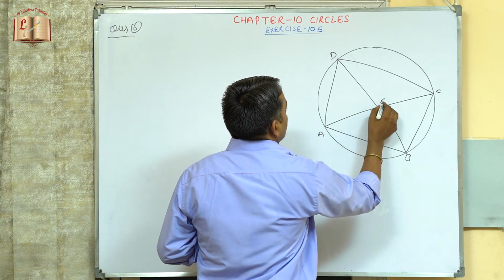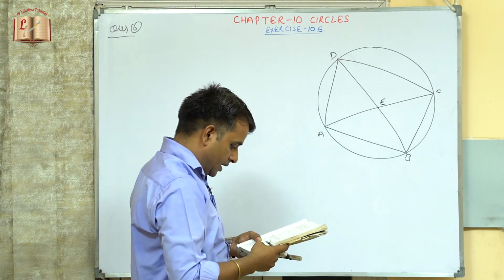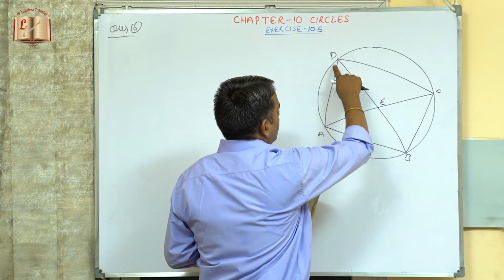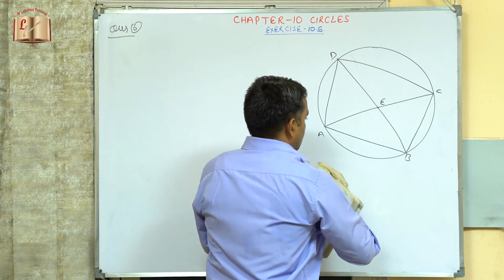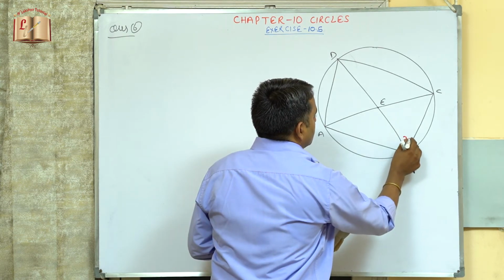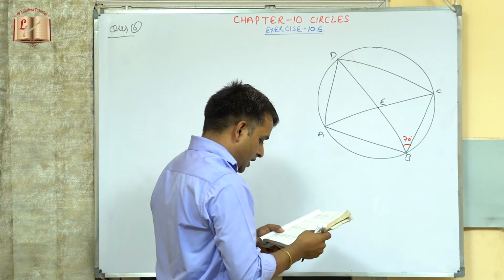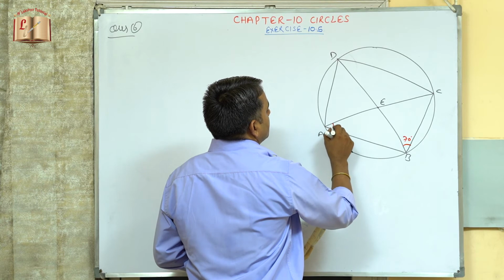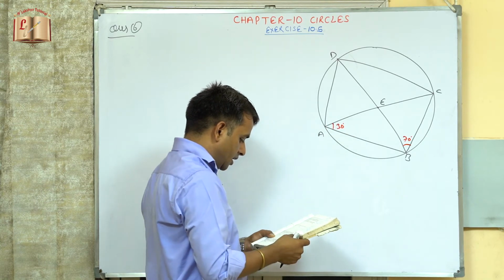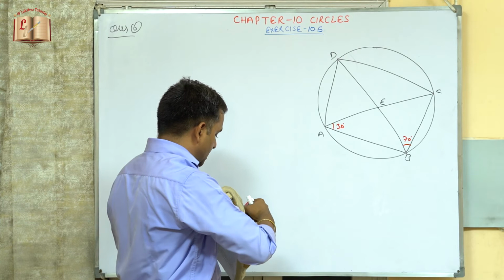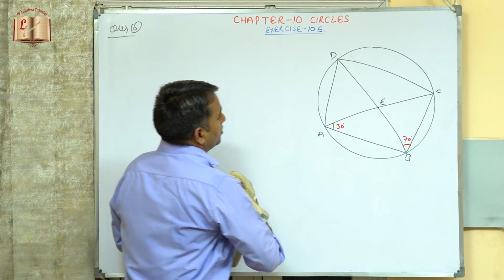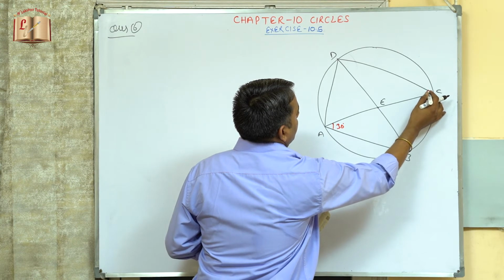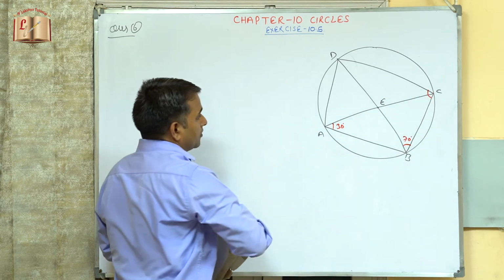Suppose they are intersecting at point E, and if DBC is 70 degree, so this angle is given to us, this is 70 degree, and BAC is 30 degree, BAC is just 30 degree. We need to find out BCD. So we need to find out B, C and D. This complete angle we need to find out, this BCD.